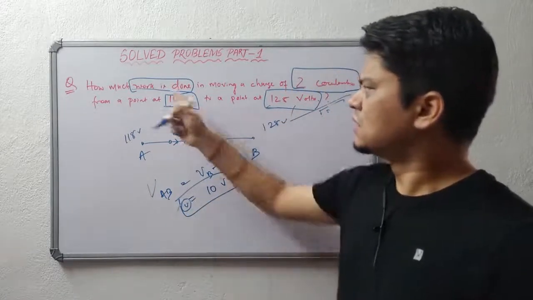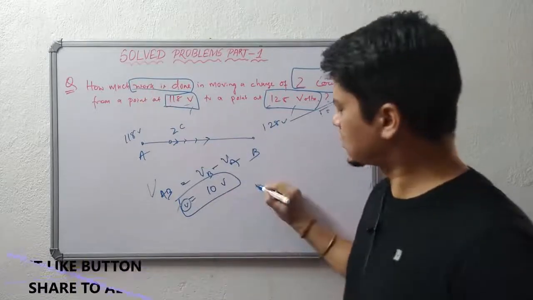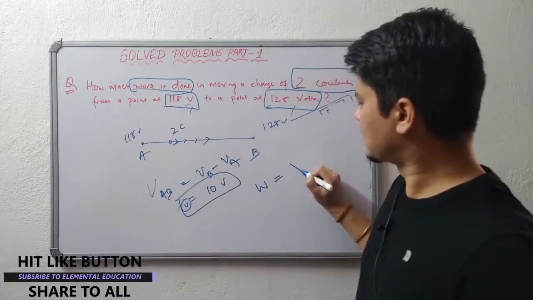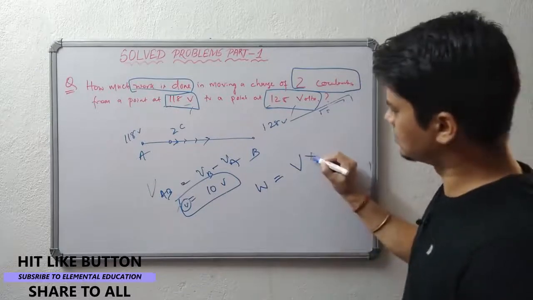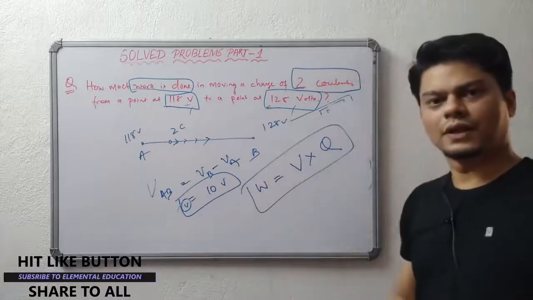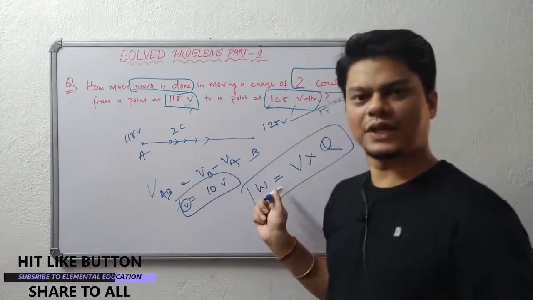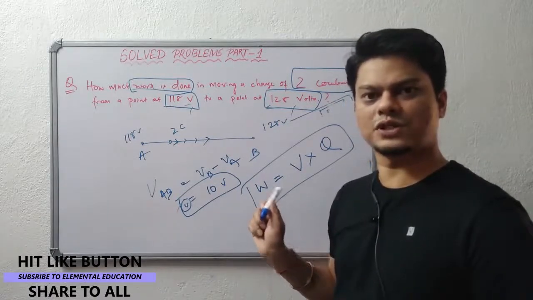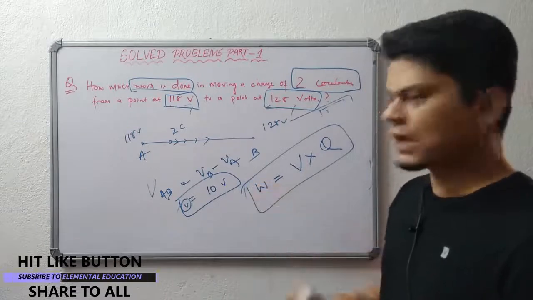Now, what is the work done? Work done, we have the formula. Work done is potential difference into charge. I have already given this formula in my first video. Please go through the notes, you might find this formula.